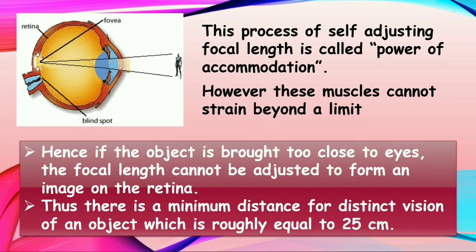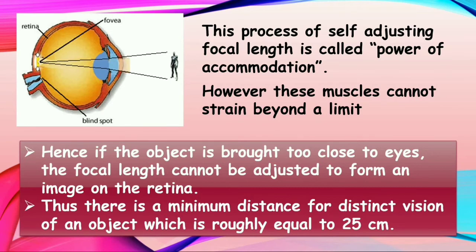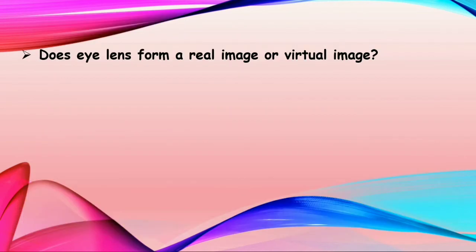However, these muscles cannot strain beyond a limit. Hence, if the object is brought too close to the eyes, the focal length cannot be adjusted to form an image on the retina. Thus, there is a minimum distance for distinct vision of an object which is roughly equal to 25 centimeters.